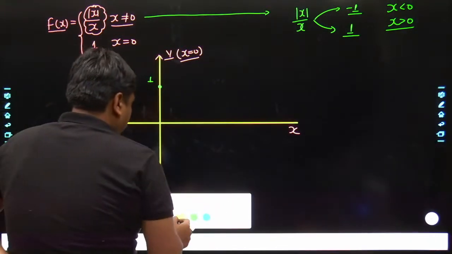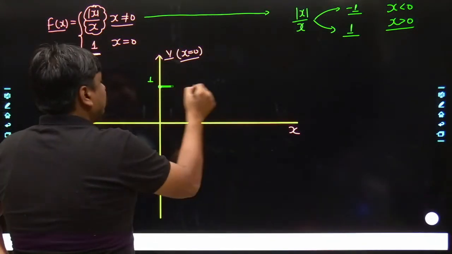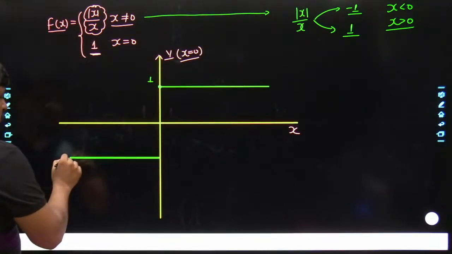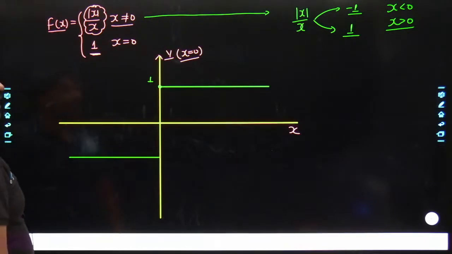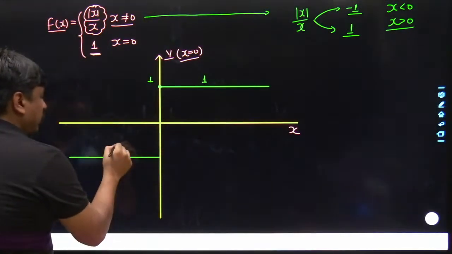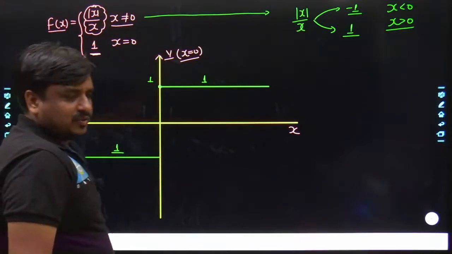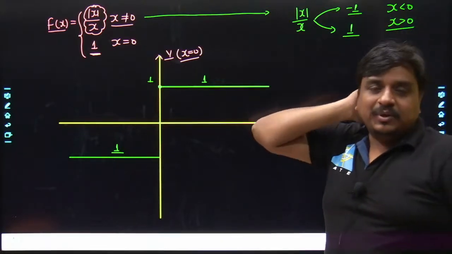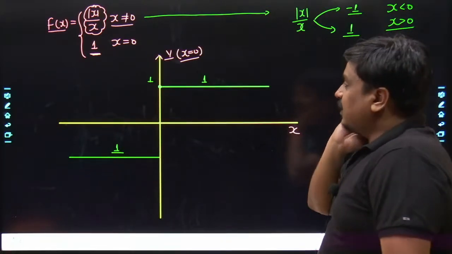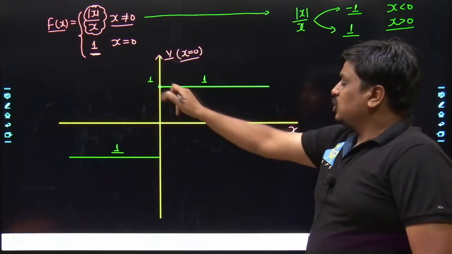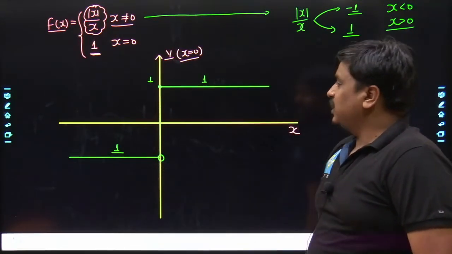So how would the curve look? The curve would look something like this. Which type of function is it? It is a Signum function. If you really want to write this, obviously it is going to be a Signum function, and precisely at x equal to 0, the value of f of x is plus 1. That is why the dot has been taken over here and the hole has been taken over here.